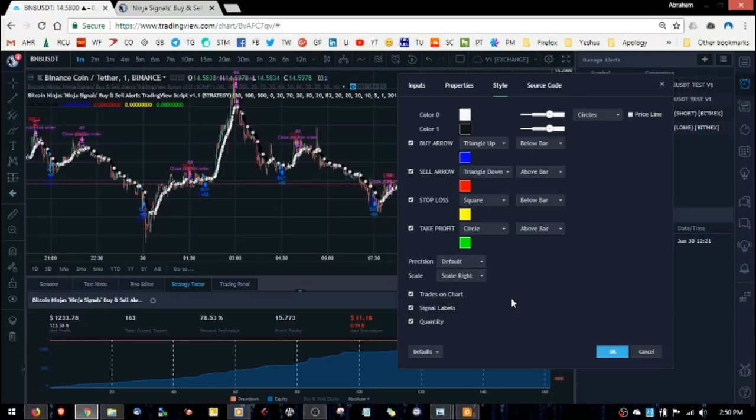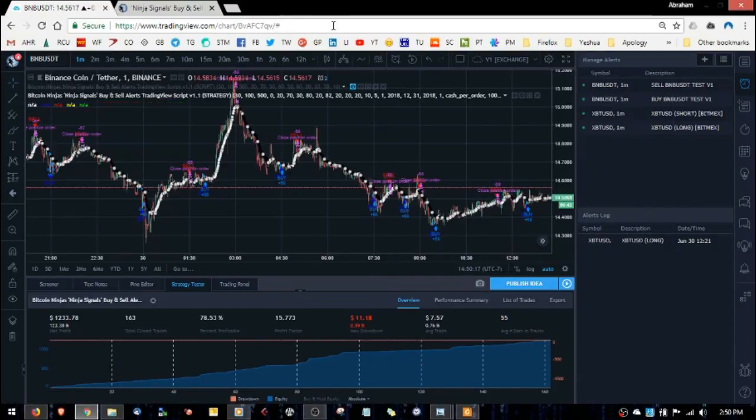You can leave those at default, which are shown here. You can also, of course, change the color, change the shape. You can really customize the script if you don't like the traditional blue and red buy and sell arrows.